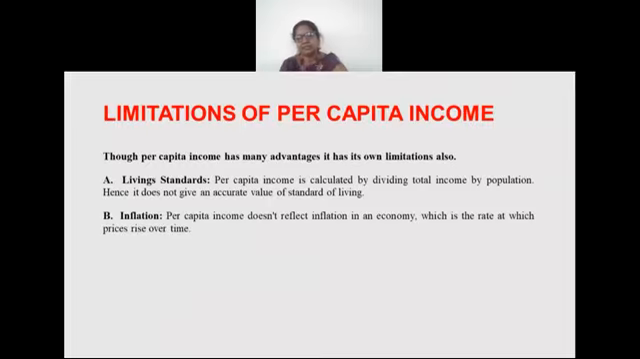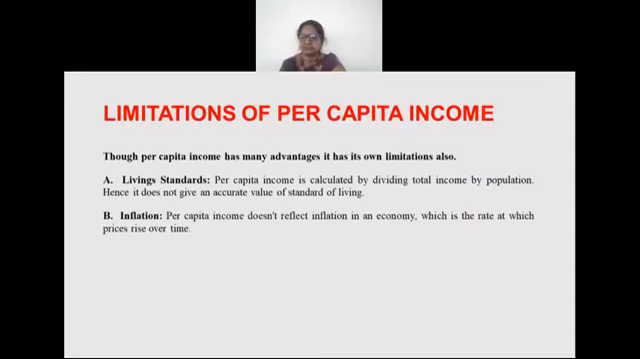Limitations of per capita income. So what are the various limitations? Though per capita income has many advantages, it has some. In each and everything, there are pros and cons, an advantage and a disadvantage. Per capita income does not say the standard of living of the person. Per capita income is calculated by dividing total income by population. Hence, it does not give an accurate value of standard of living.